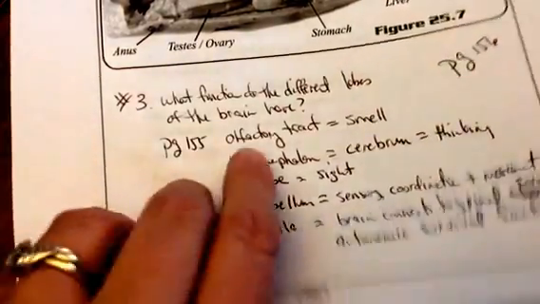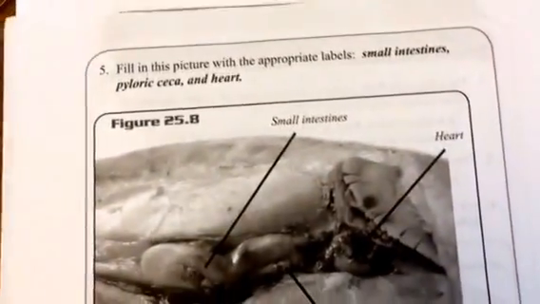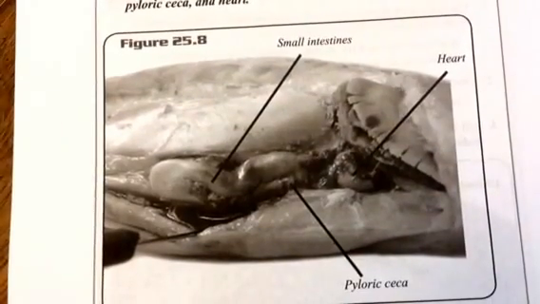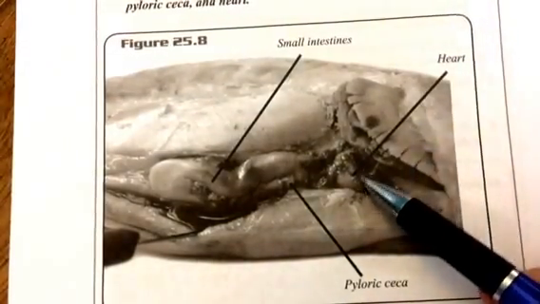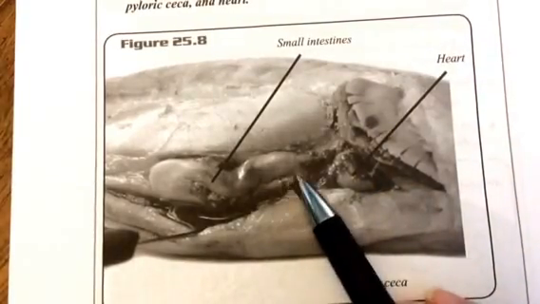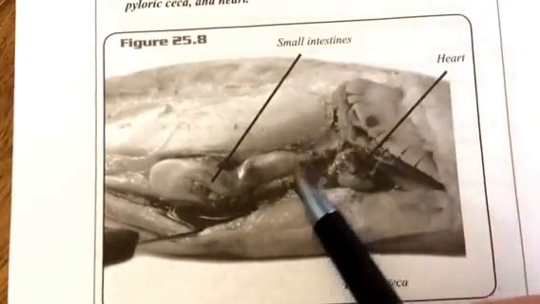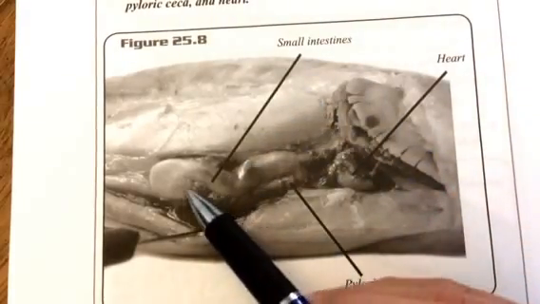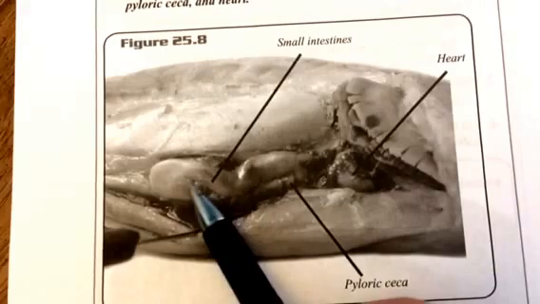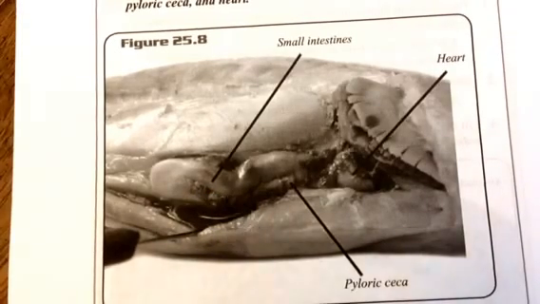Okay, now we move to page 157. And we answer question number 5, which is filling in the rest of these labels. Most of us found the heart toward the front, the pyloric ceca that was attached to the stomach, and then the small intestines. They have this one raised up. Our small intestines kind of come down in here. This one is raised up to show how it doubles back.